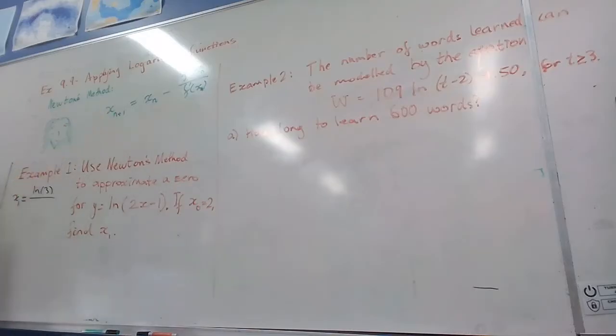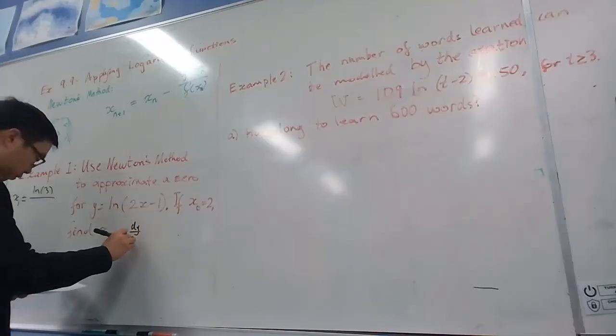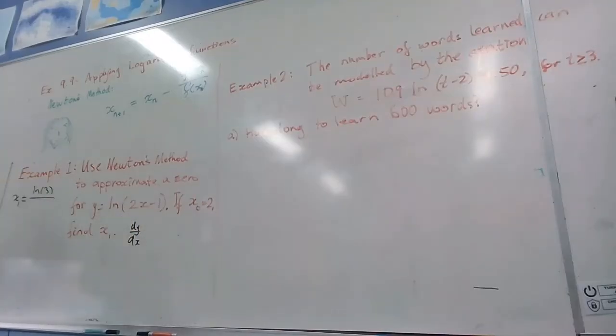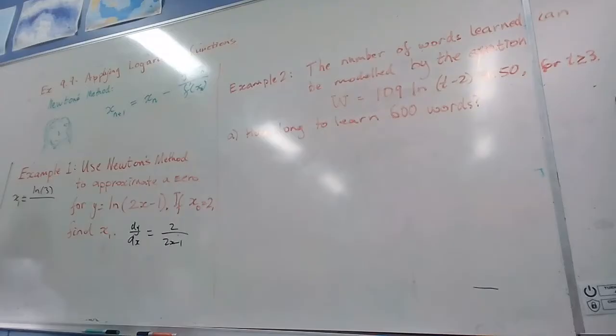I'm going to find the derivative, right? So let's find the derivative separately. I'm just going to do that over here. So if I write, for example, dy/dx, of course, we end up with 1 over 2x minus 1, and then multiplied by the derivative of the internal function, so 2 over 2x minus 1.